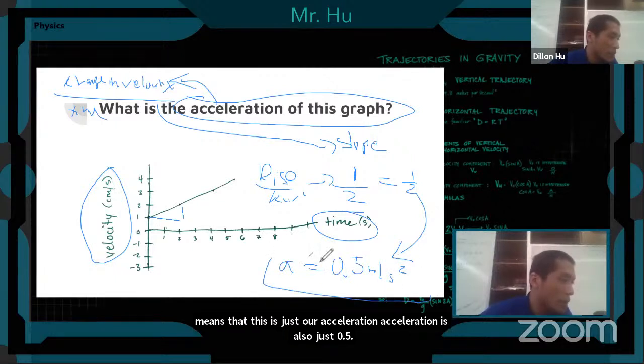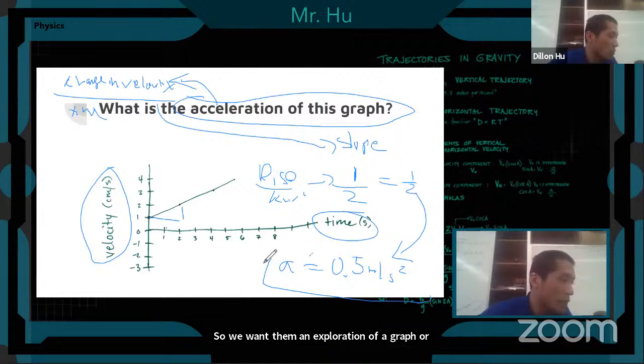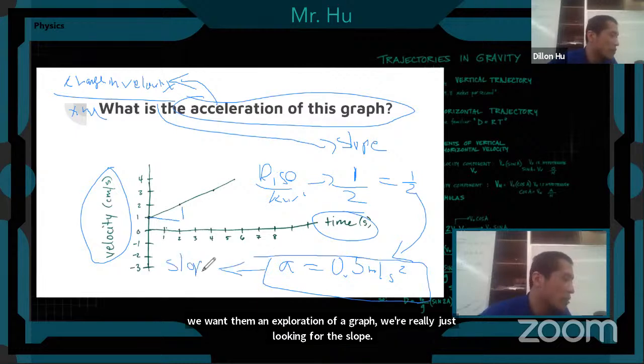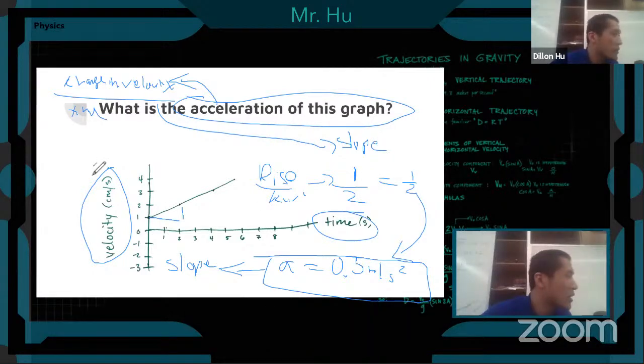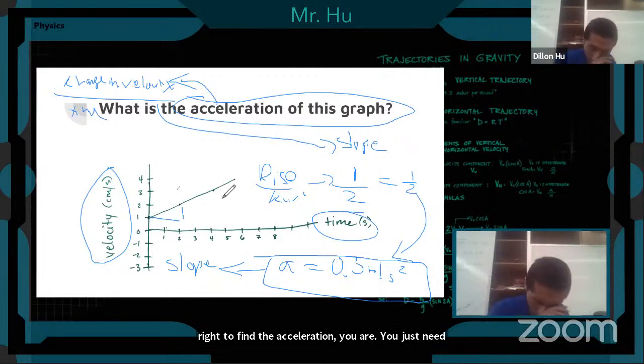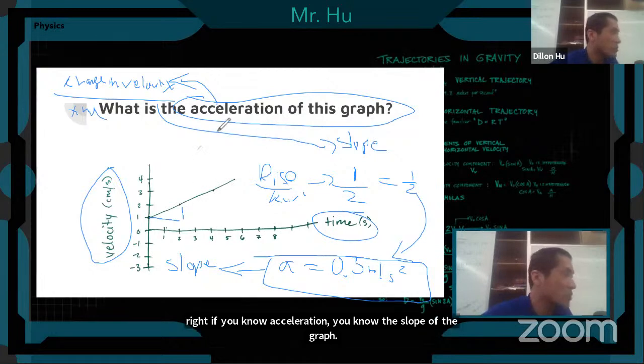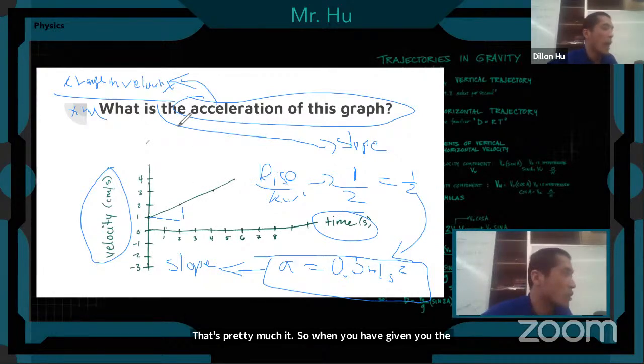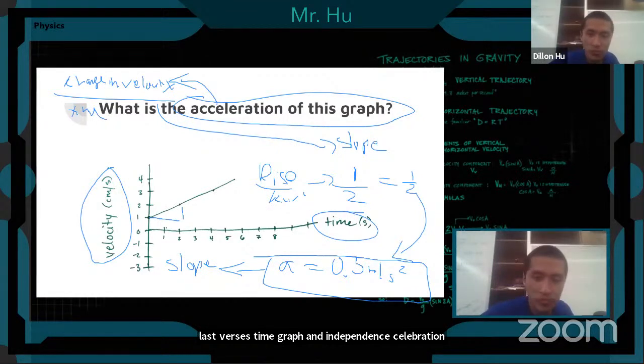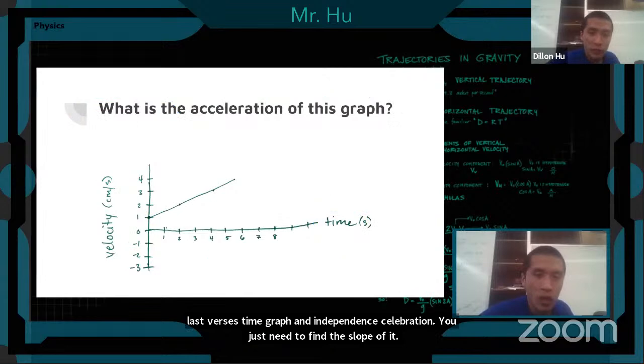So when we want to find the acceleration of a graph, we're really just looking for the slope, because that tells us the rate of change of our velocity over our time. So when you're given a velocity versus time graph, to find the acceleration, you just need to find the slope. And vice versa, if you know your acceleration, you know the slope of the graph. So that's pretty much it for this graph.